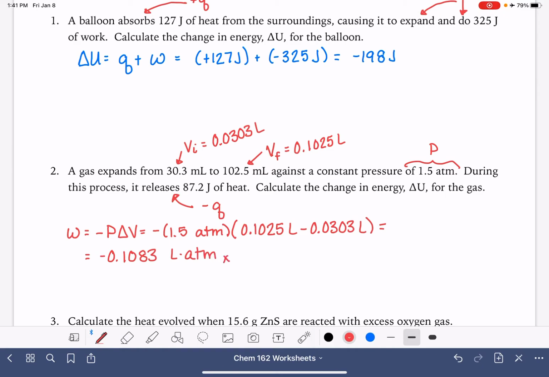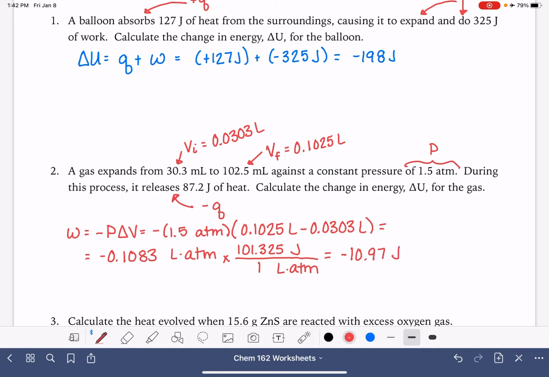These units need to be converted into joules using our liter atmosphere to joule conversion factor. We want the liter atmosphere unit to be down on the bottom so that it cancels, and the joule unit to be up on top. The conversion factor that we're using here is 101.325 joules for every 1 liter atmosphere. And so this gives us, don't forget that negative sign, negative 10.97 joules.